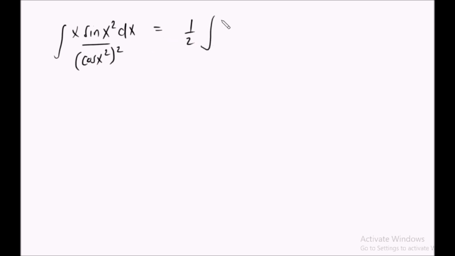So swali initially walionipa ilikuwa ni x sin x squared dx over cos x squared, squared. So nikafanya u substitution, nikajua hii tu ni 1 over 2 sin u du over cos u squared. So nilisema u sasa x squared. So that was u substitution.